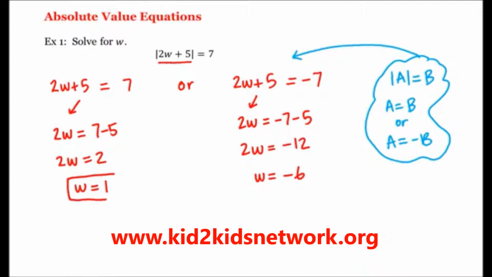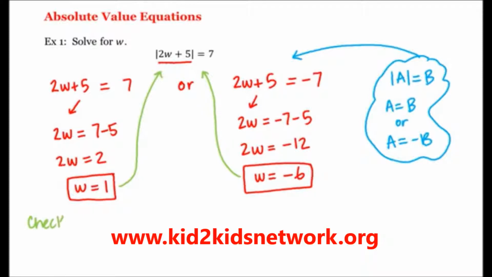Now let's check these answers by plugging them into the original equation. So let's check. We'll start with W equal to 1. And when W is equal to 1, the question is, is 2 times 1 plus 5 in absolute value equal to 7? Or is the absolute value of 7 equal to 7? And yes, it is.